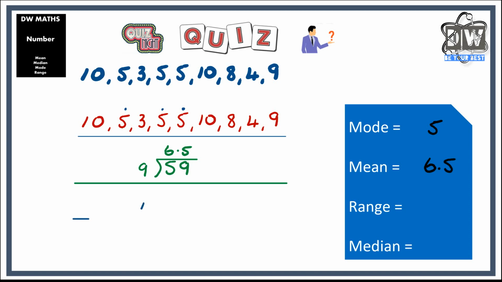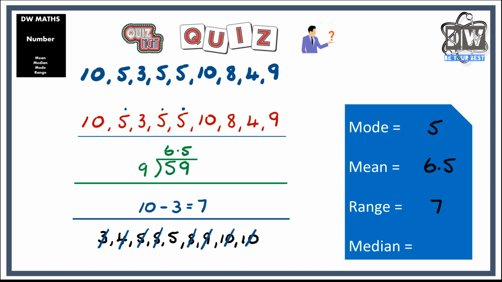The range, I identify the smallest and largest number. So the smallest number being 3, the largest number being 10. 10 take away 3 is 7. So 7 is the range. And the median, I would put them in rank order and then I'd find the middle number. You can see I've done that there, and the median is 5.